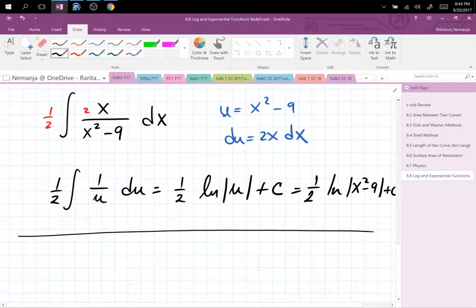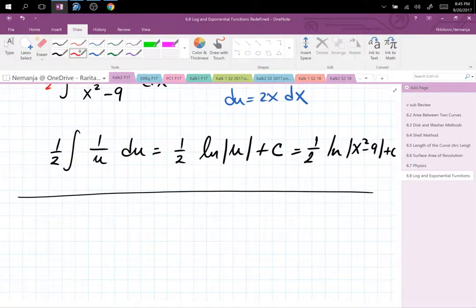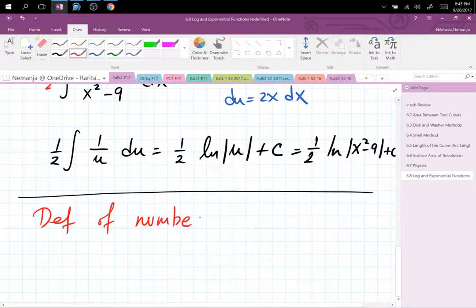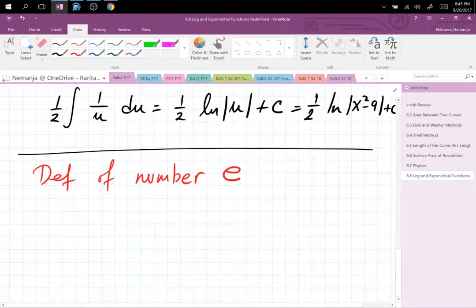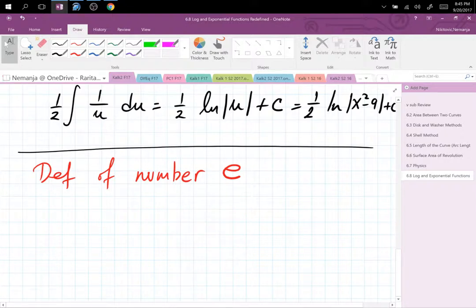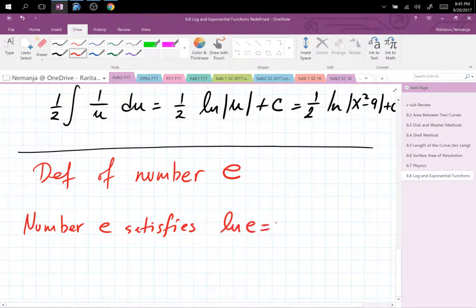The next one is the calculus definition of the number e. That special number. So number e satisfies ln e equals the integral from 1 to e of 1 over t dt, which is equal to 1.